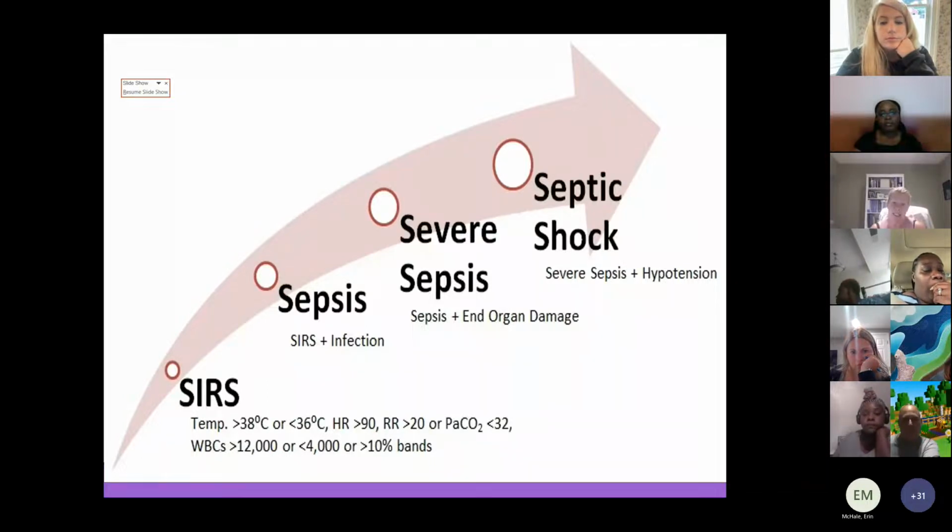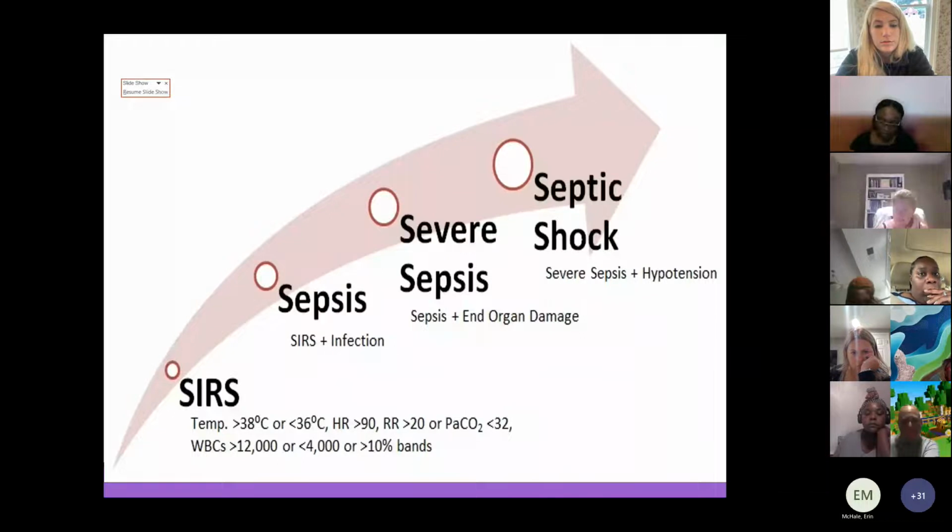Once we find a known infection, then it turns into sepsis. So we have SIRS, and then we have a known infection. So we got a urine culture back that showed E. coli, or we got blood cultures back that were positive for something. So the temperature and the white blood cell count, all of those abnormals make up the SIRS, plus an infection. Those two together make sepsis.